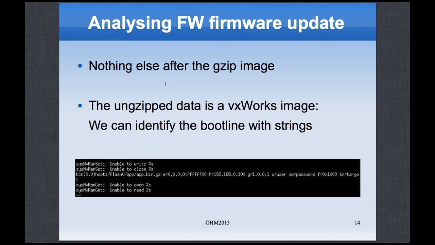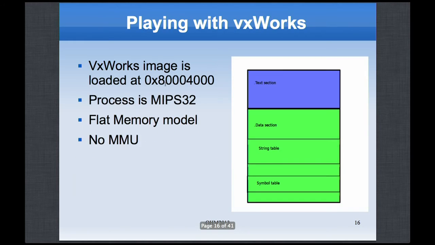So we will use strings to look for anything which can help us guess what is in that file. Looking for some patterns, we were able to find this line, which is the boot command line option for VxWorks. So now we can guess that it's VxWorks, which we know is loaded at 0x10004000 in memory. It's MIPS big endian, as we already said, and it's a flat memory model with no MMU. This is for performance. This means that all tasks are running in the same memory space.